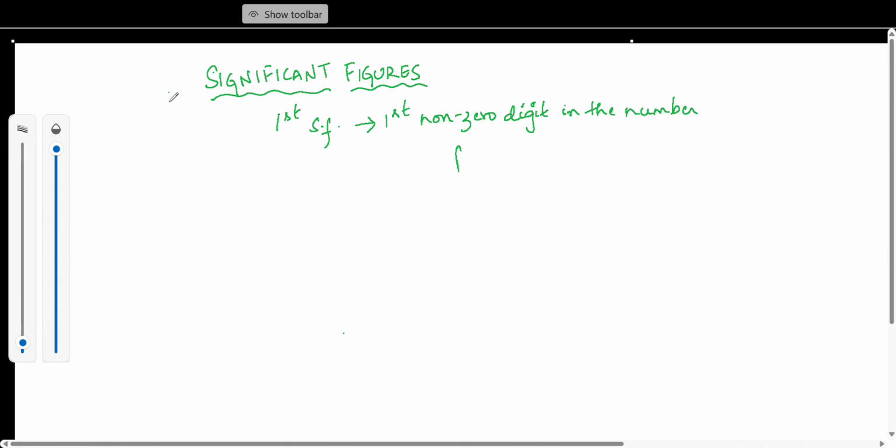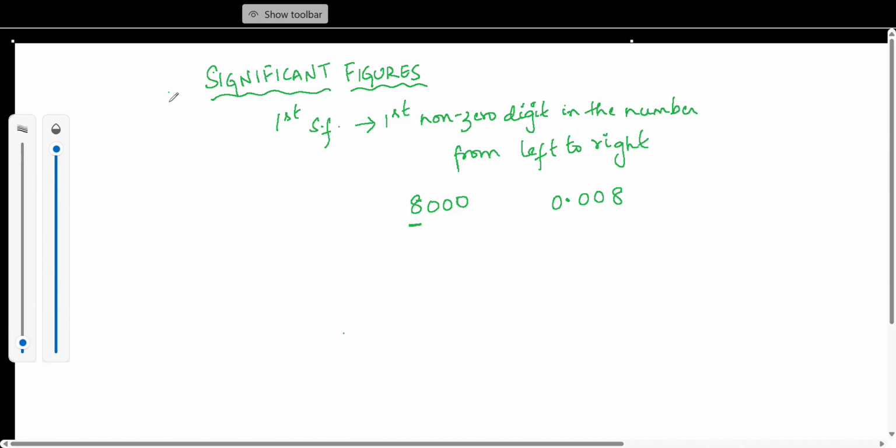When you see from left to right, numbers are always read from left to right. So the first non-zero digit that you see in the number while counting from left to right is the first significant figure. If there are any zeros, you ignore them. For example, 8 is the first significant figure. Here also 8 is the first significant figure because after the decimal place also you have only zeros.